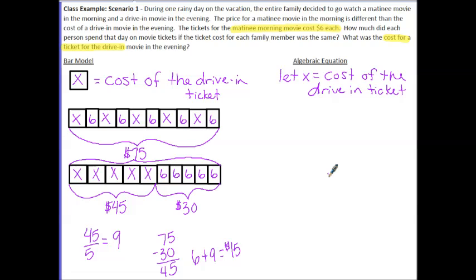I need to make an algebraic equation. So let's take a look at what our bar consisted of. Well, we know that each person went to the drive-in and they also went to a morning matinee. The cost of the drive-in is unknown, and so we know that is represented by x. And they went to the morning matinee, which we know was $6. So this represents one person. But there were 5 people in the family, so we need to repeat this to represent each person.